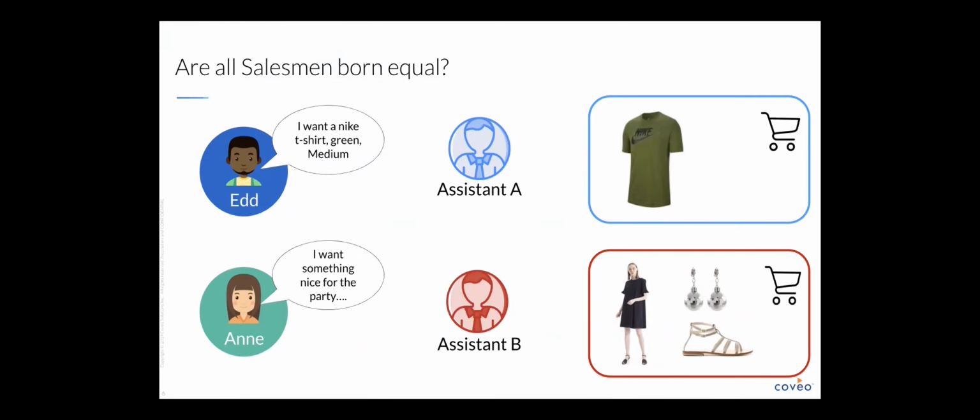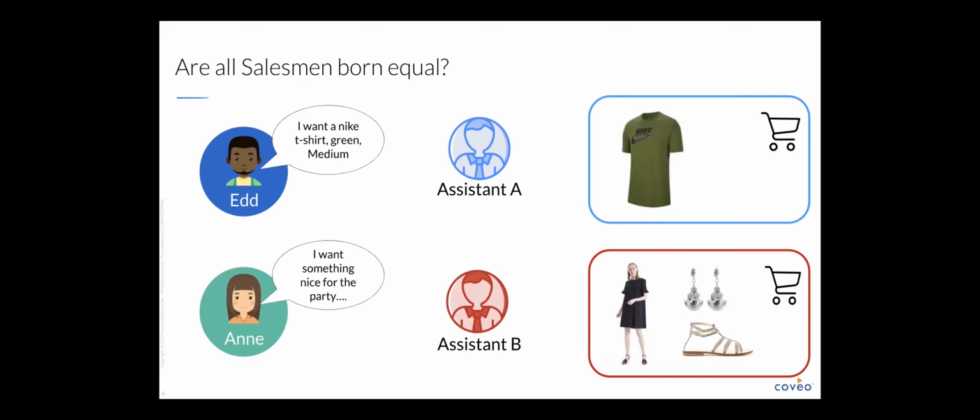Awesome. Which is very different from the case of Anne. Anne goes into the same physical shop and she's more undecided. She says, I want something nice for a party. She has a much more vague intention. But assistant B is a very good salesman and turns that vague intention into a lot of purchases. In particular, Anne leaves the shop after buying a dress, a pair of earrings, and a pair of shoes. Of course, in both cases, assistant A and assistant B did their job. Nobody's questioned that.